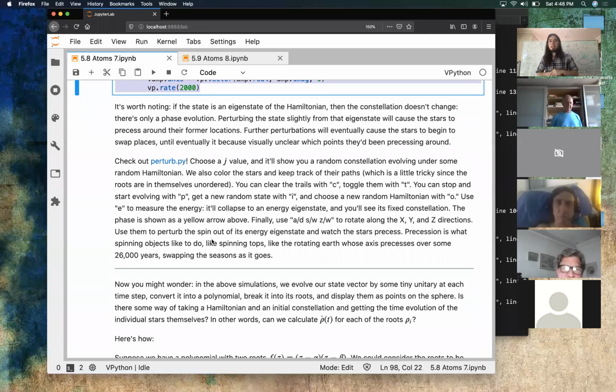Another thing that's worth noting, just in terms of getting some physical intuition here: if a state is in an eigenstate of the Hamiltonian, then its constellation will not change. There's just going to be a phase rotation. Perturbing that state a little bit out of the energy eigenstate will cause the stars each to precess around their former location.